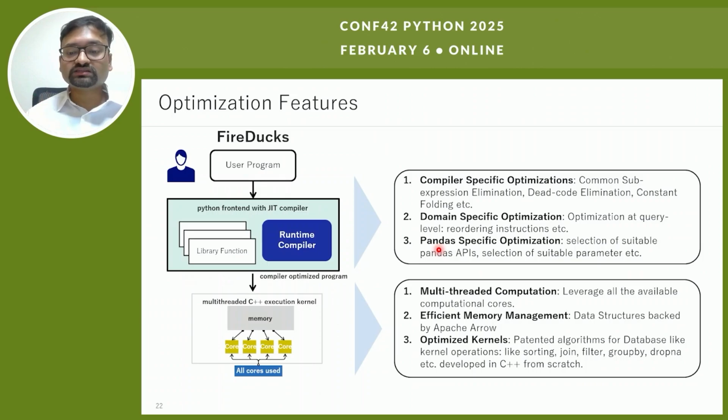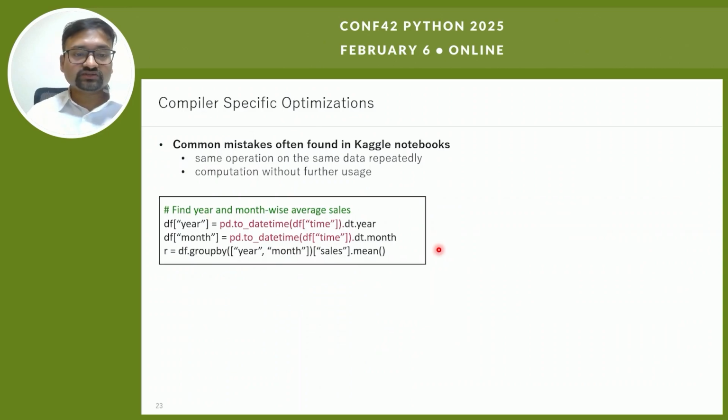And all the kernels like join, group by, filter, dropna, everything is written from scratch by our own patented algorithms. So this kernel operation itself is much faster when compared to Pandas or other high performance Pandas alternatives. We'll be experiencing it in an upcoming slide for sure. So yes, let's understand what is compiler specific optimization.